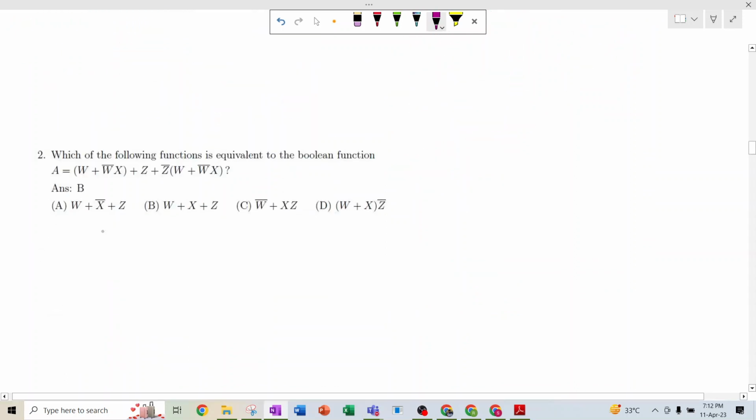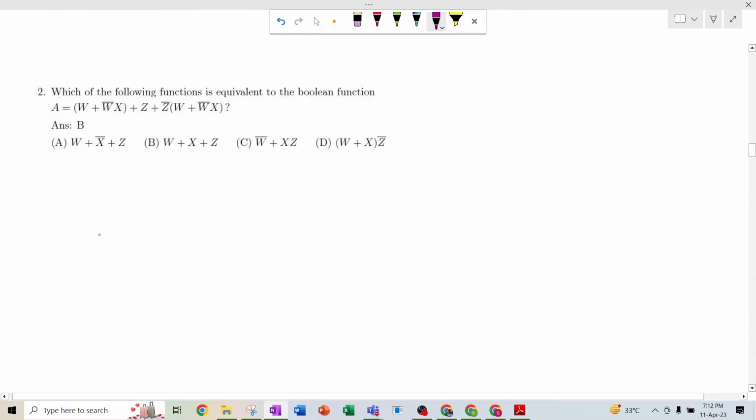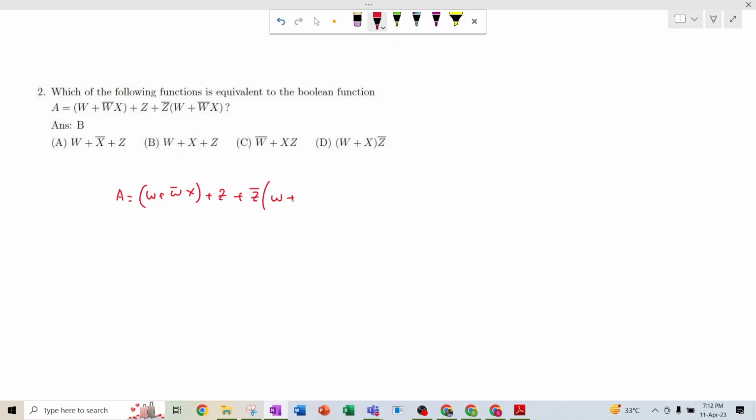Now the second question. Which of the following functions is equivalent to this Boolean function? So A is w plus w bar x plus z, plus z bar w plus w bar x. You have to simplify this expression.